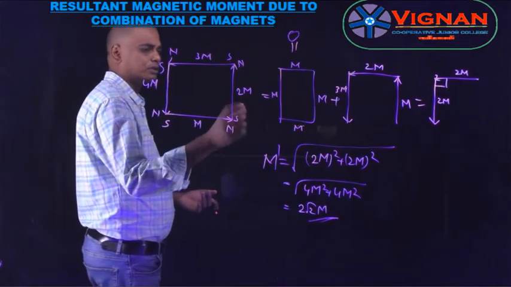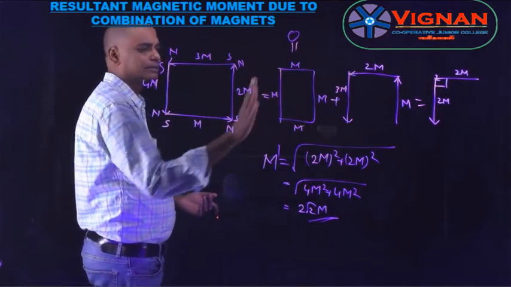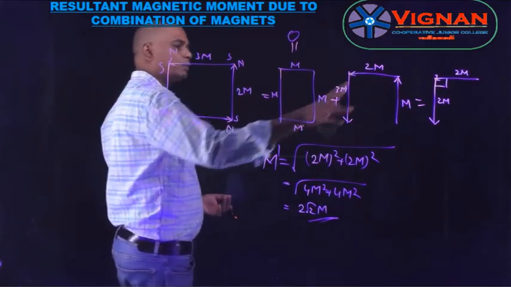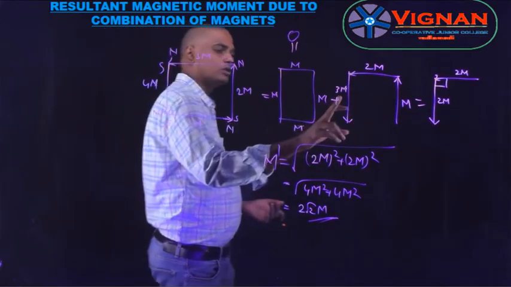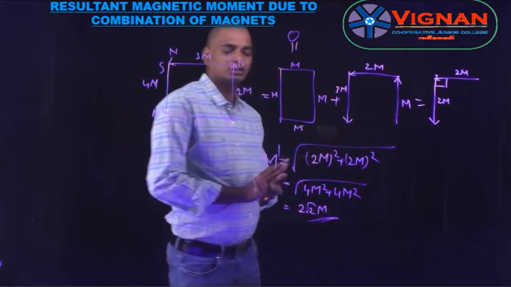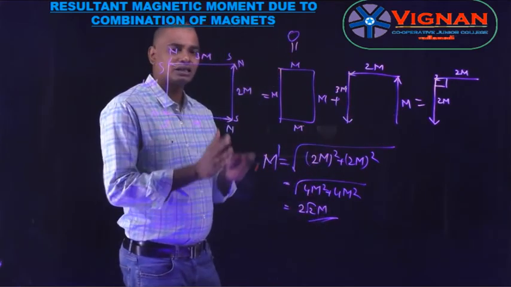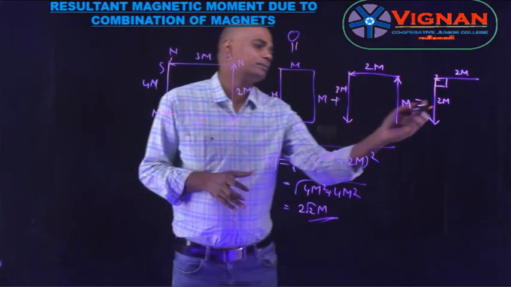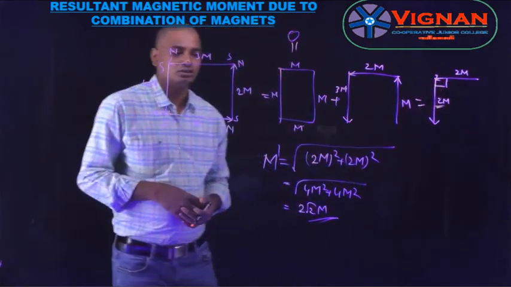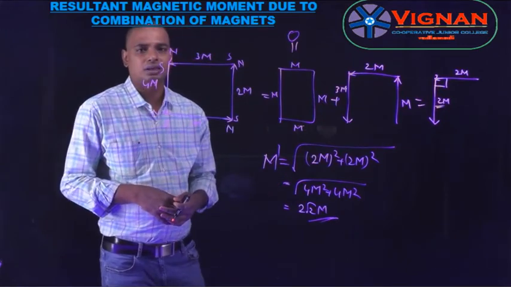So very simple, you have to take the identical bar magnets outside, whose resultant is 0. Therefore the remaining part will be in this manner. From these two, 3m and m, both are placed one above the other in opposite directions, so m1 minus m2, that is 3m minus m, 2m. And 2m, both are placed perpendicular to each other, so root over m1 square plus m2 square.